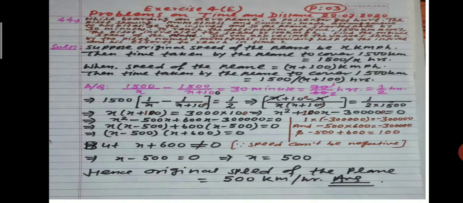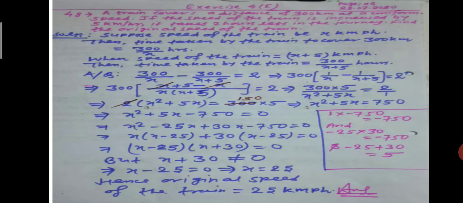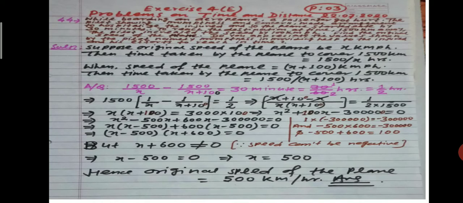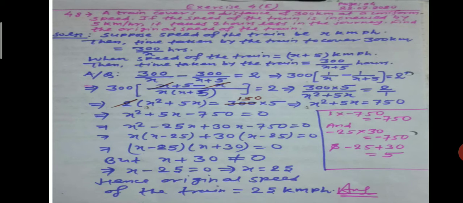Now let us see question number 48. It is based on speed, distance and time. Question number 48 is: a train covered a distance of 300 km at a uniform speed. If the speed of the train is increased by 5 km per hour, it takes 2 hours less in the journey. Find the original speed of the train. This is also based on that previous question.